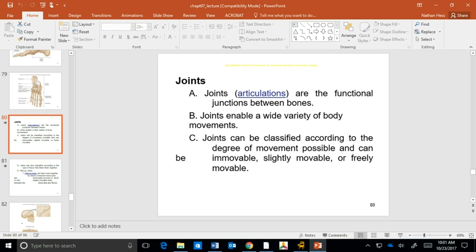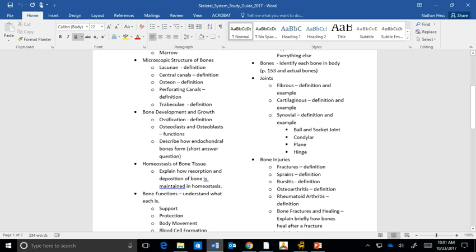Joints. Here we go. All right, and again, on your study guide, we're here, just so you know, are different types of joints: fibrous, cartilaginous, and synovial.